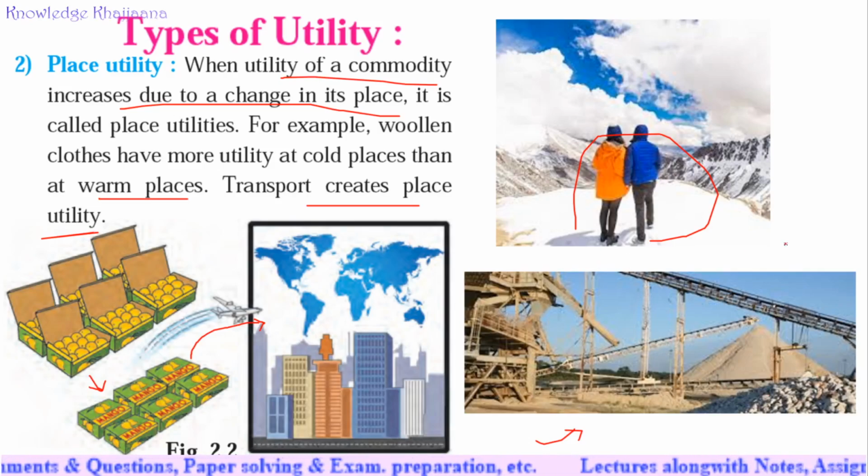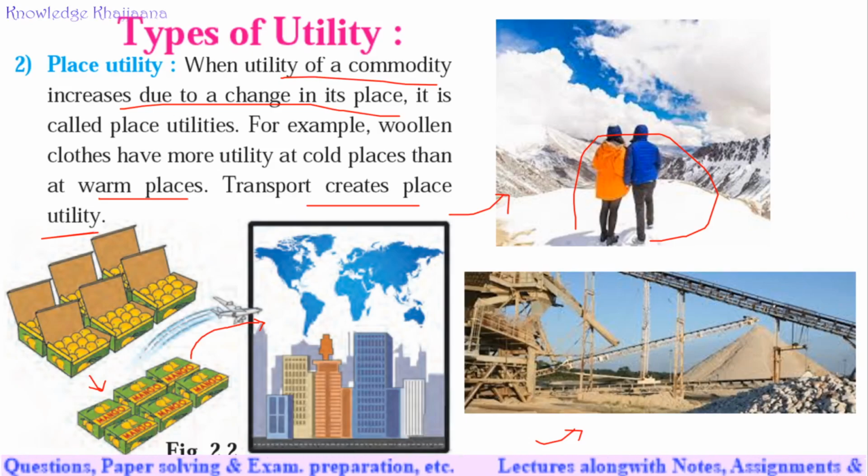See, one question comes on this point, that is, transport creates place utility. Filling the blanks will come for one mark. Who creates the place utility? Transportation, right? The clothes were transported. The place was changed, right? The sand was transported. So transport creates the place utility. Remember this.